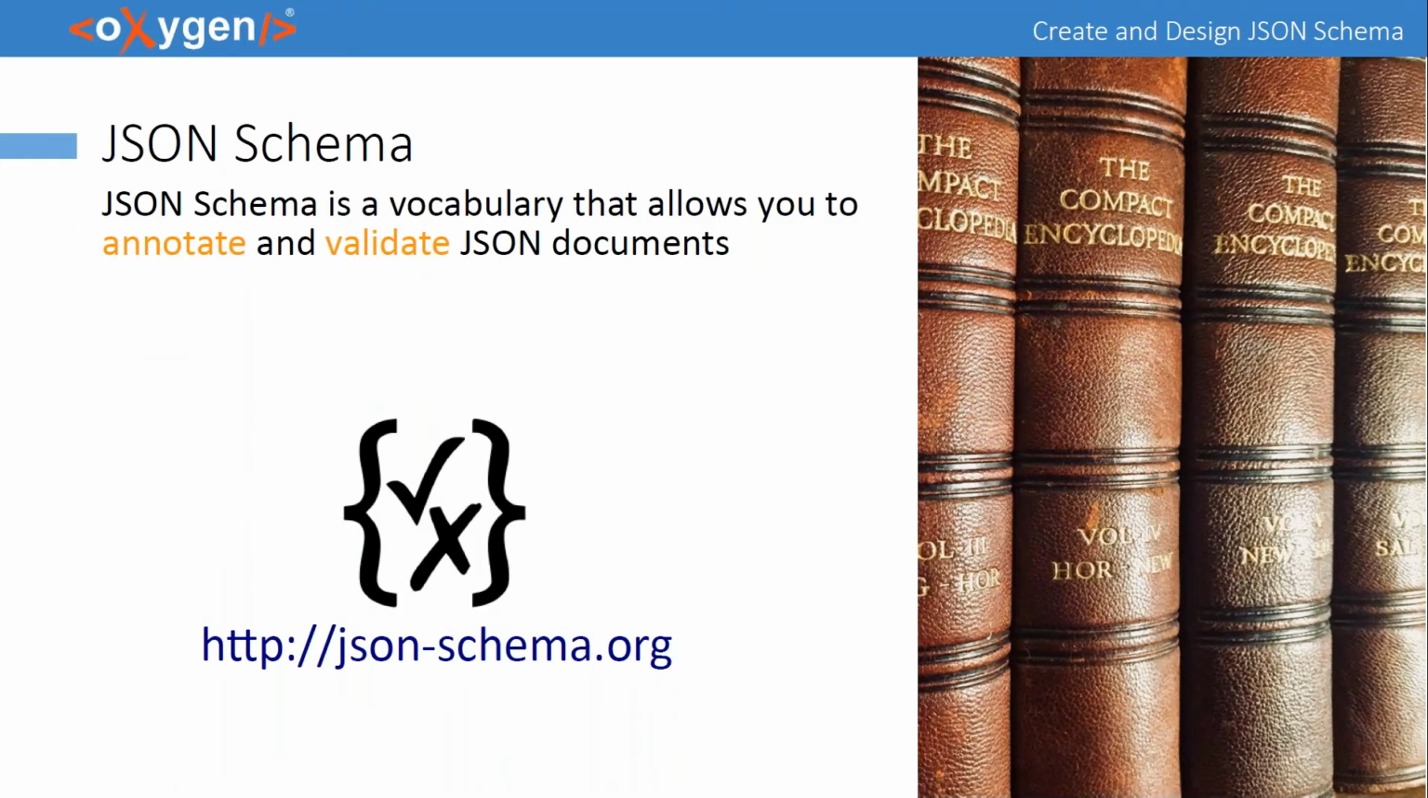So what is JSON schema? JSON schema is a vocabulary that allows you to annotate and validate JSON documents, and it can also be used for YAML documents. And this is a specification. It's an IETF specification. You can find more about this specification on the jsonschema.org website. You can also find some tutorials there and a lot of information about how to use JSON schema.